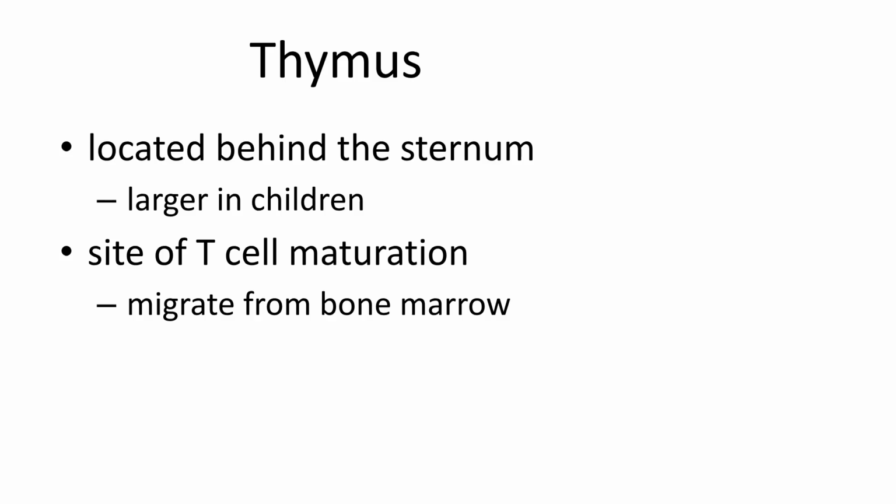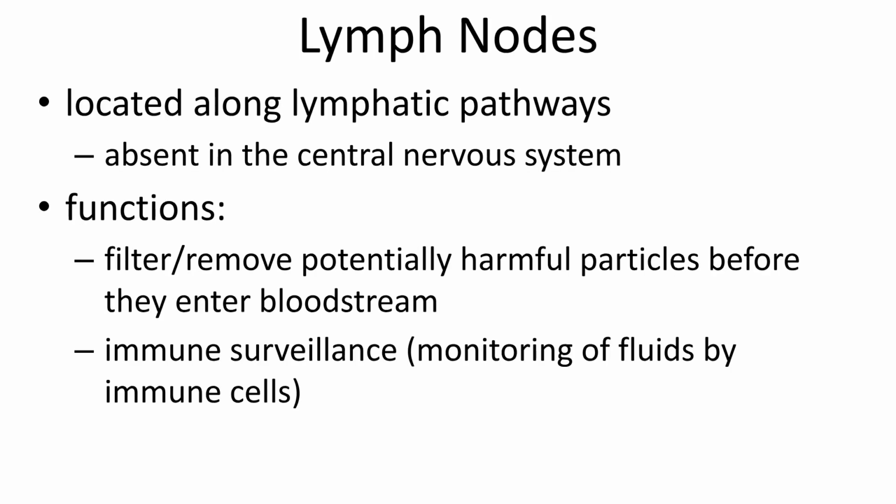The thymus is located behind the sternum and is larger in children. It is the site of T-cell maturation after they migrate from the bone marrow. Lymph nodes are located along lymphatic pathways, except in the central nervous system. They filter out potentially harmful particles and are responsible for immune surveillance.